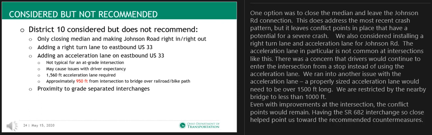The acceleration lane in particular is not common at intersections like this. There was a concern that drivers would continue to enter the intersection from a stop instead of using the acceleration lane. We ran into another issue with the acceleration lane. A properly sized acceleration lane would need to be over 1,500 feet long. We are restricted by the nearby bridge to less than 1,000 feet. Even with improvements at the intersection, the conflict points would remain. Having the State Route 682 interchange so close helped point us towards the recommended countermeasures.